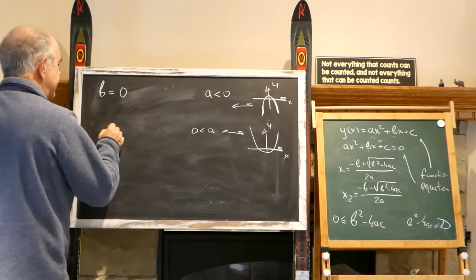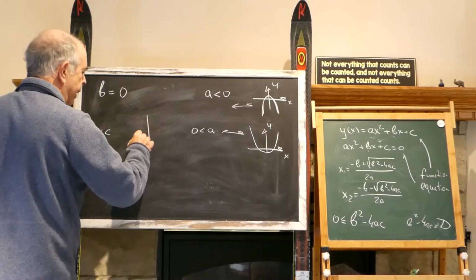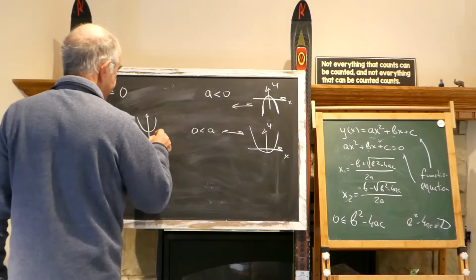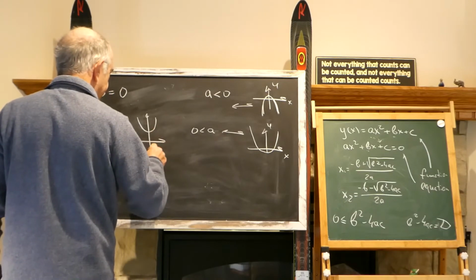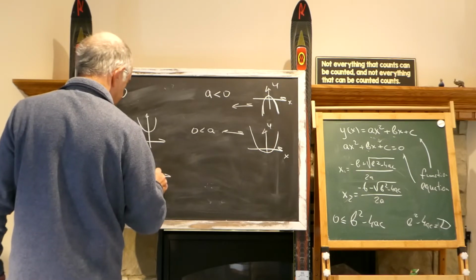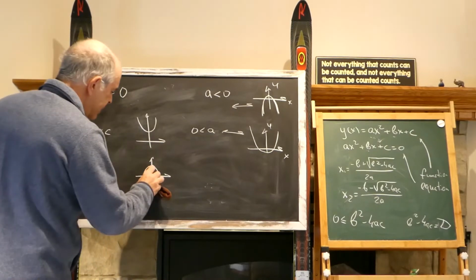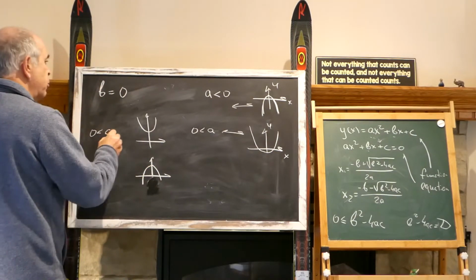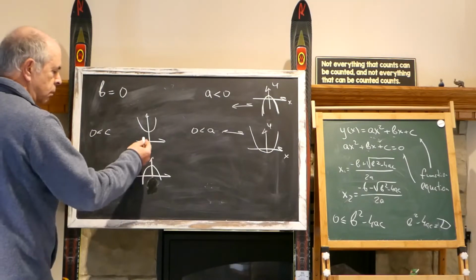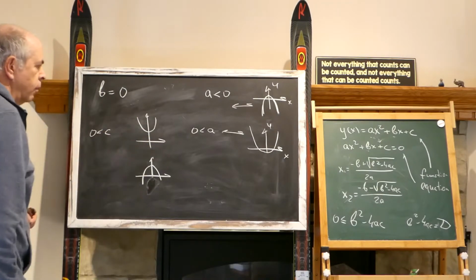And finally, the c. If c is greater than 0, your parabola will move a little bit up. And it doesn't matter if this is a positive parabola or negative. The original parabola may be this, but when we move it up, it would be this. So if c is greater than 0, we always move it up. And basically that's it. If c is less than 0, we move it down.